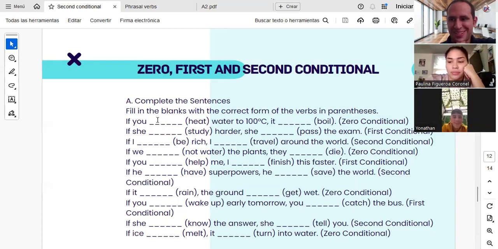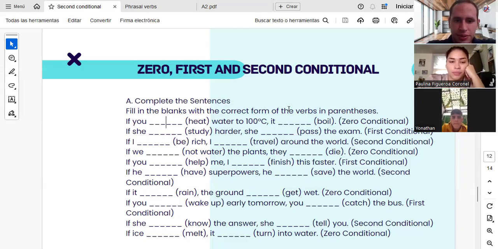I don't remember. It's present simple and present simple. If you heat water to 100 degrees, it boils. It boils, with S at the end. Awesome. Well done, Paulina. Next one. With first conditional, if she studies harder, she will pass the exam. Awesome. Well done. She will pass the exam.